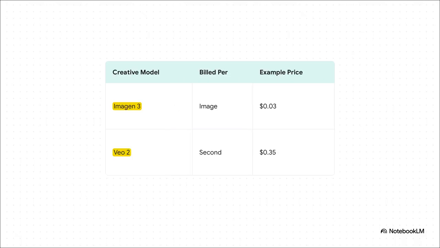And hey, just when you thought you had it all figured out, it's not always about tokens. When you start playing with the creative models, the whole billing system changes. With Imagen, you're paying per image it creates for you. And for Veo, the video model, you're paying per second of video generated. So the lesson here is simple. Always check the pricing unit for the specific model you're using.